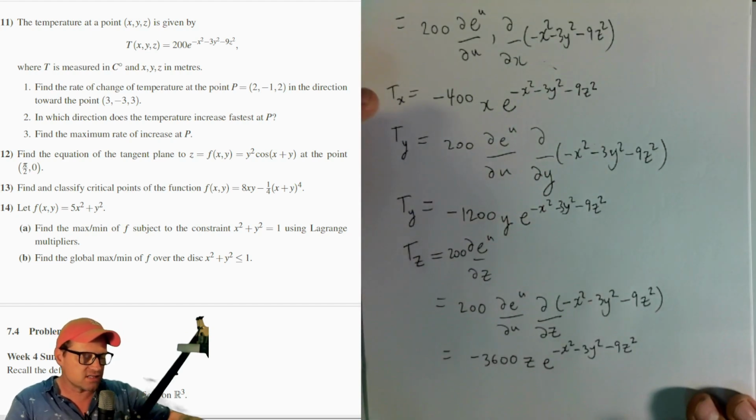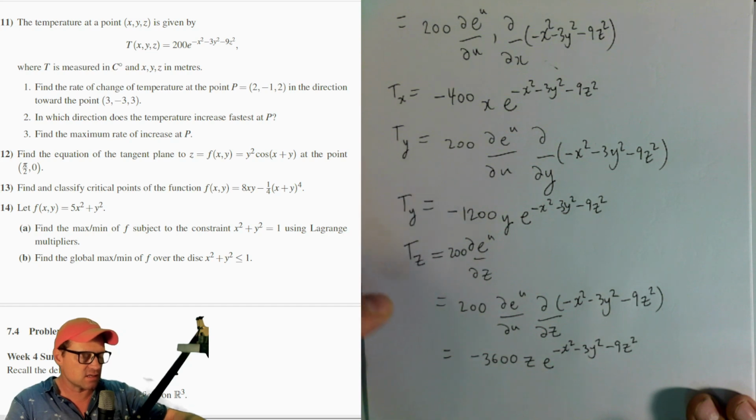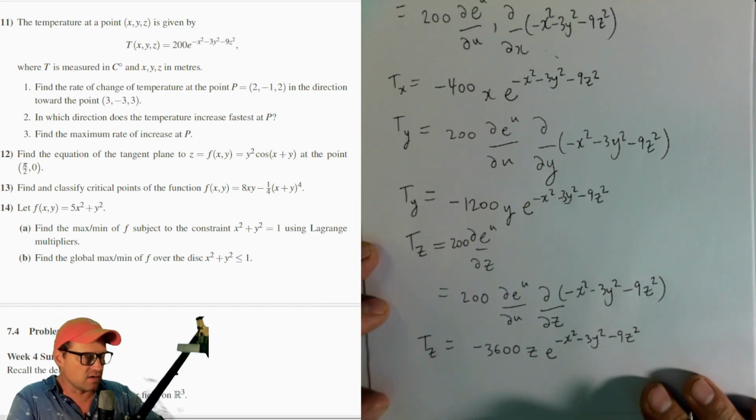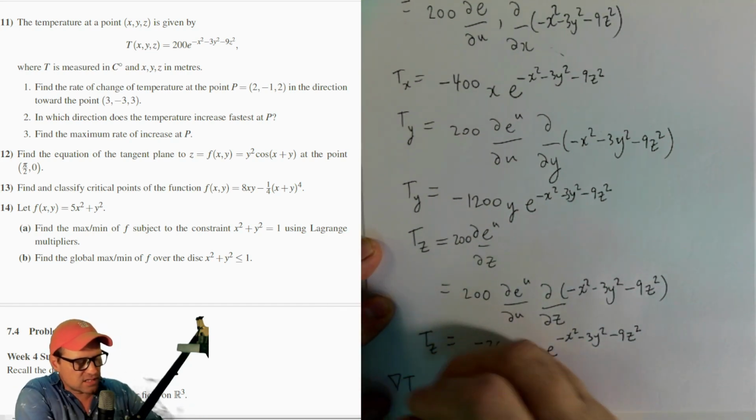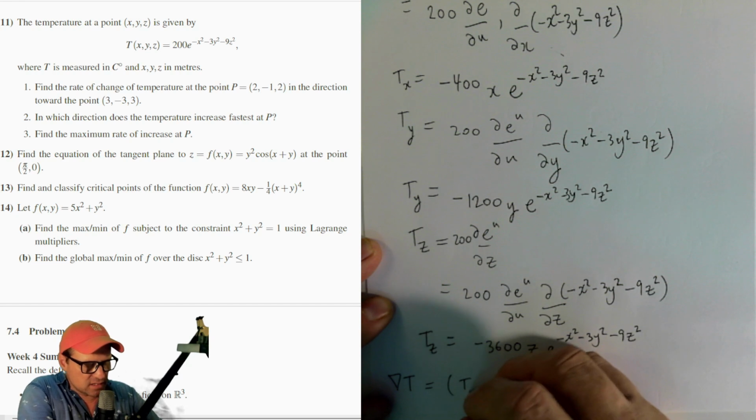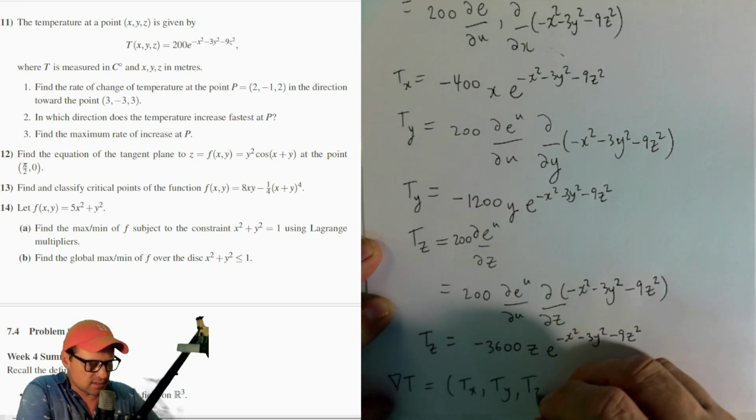Okay, so these three give us the gradient vector. So grad T is the vector T_x, T_y, T_z.